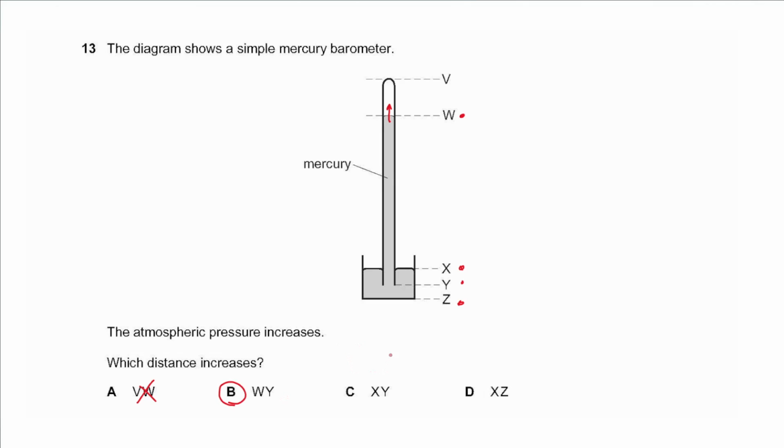And to make sure, XY will actually decrease because the mercury will move into the tube, so this level will decrease. And as for XZ, it is the same concept, so the level in the dish will decrease so that the level in the pipe will increase.